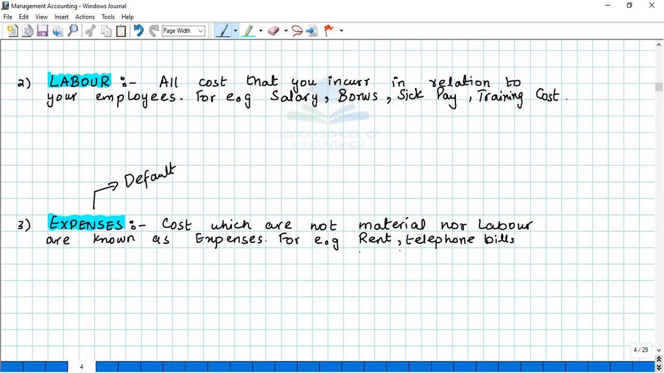For example, rent. Now, rent cost, you cannot say that rent cost is a material cost. You cannot say that rent cost is a labor cost. You cannot classify the rent in the material or labor. So by default, automatically it will be known as expenses. Similarly, the telephone bills, heating bills, electricity bills, insurance, power cost, all these are expenses because you cannot classify these in the material or labor. So any cost which cannot be classified in the material or labor is by default your expenses.